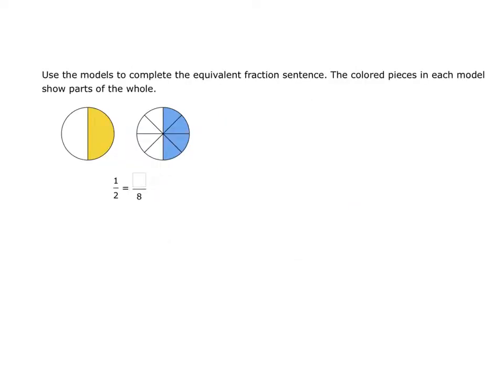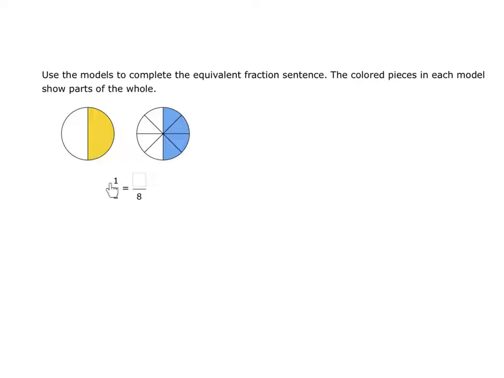So in IXL today, you're going to have example questions like this. Use the models to complete the equivalent fractions sentence. The colored pieces in each model show parts of the whole. So what they're saying here is this pie is one whole pie, and this is also one whole pie. But you can see this pie is cut into 2 parts. Therefore, we have a denominator of 2.